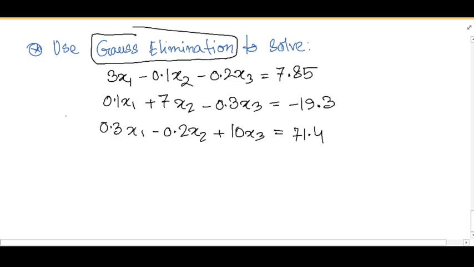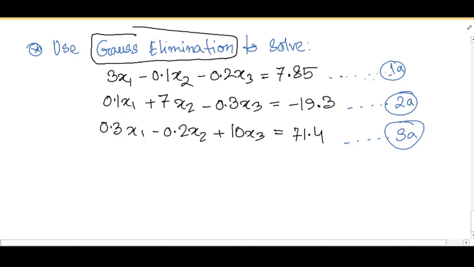So how will we proceed? First of all, give the equation numbers: this is equation number 1a, this is 2a, and this is 3a. These will be changed multiple times, that's why I have put an a after the number. However, let's proceed.